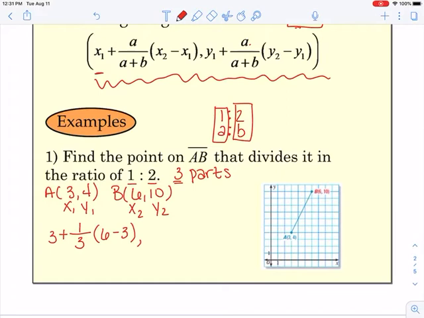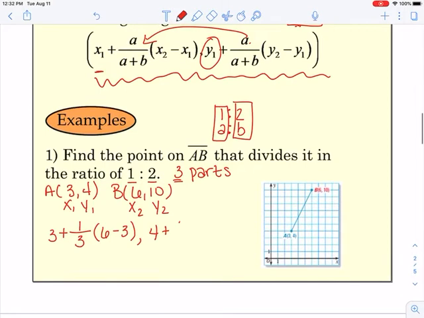And then we're going to do the same thing on the y side. On the y side, the first thing I need from this formula is y1, and y1 in this case is 4. To that, we're going to add a over a plus b, which is the same thing that was over here, so in this particular case, that's our 1/3. And this time we're doing times y2 minus y1. So y2 is 10 and y1 is 4.